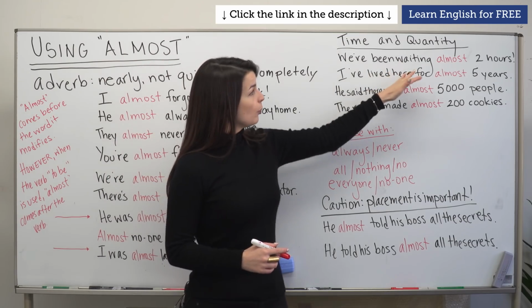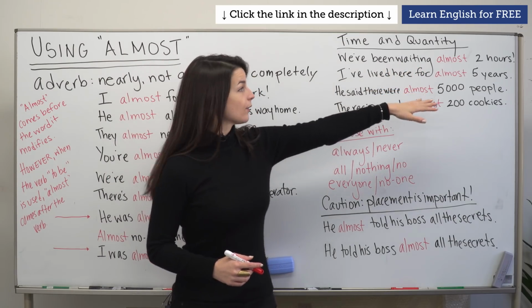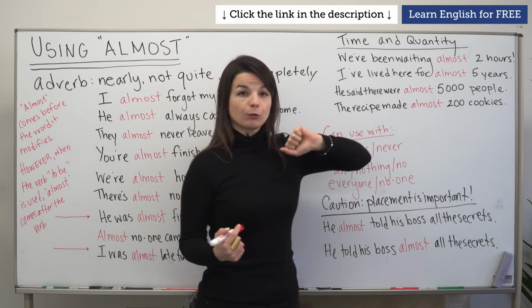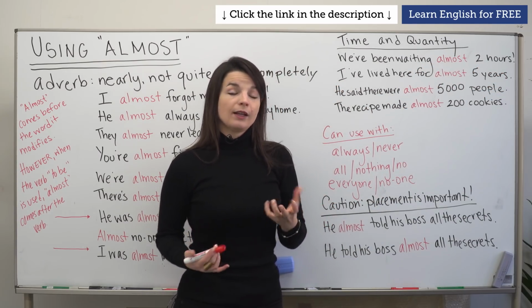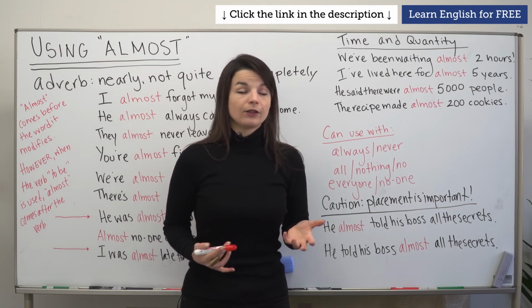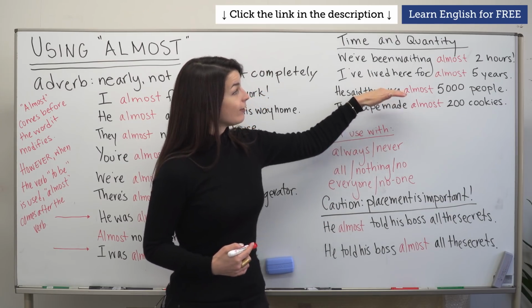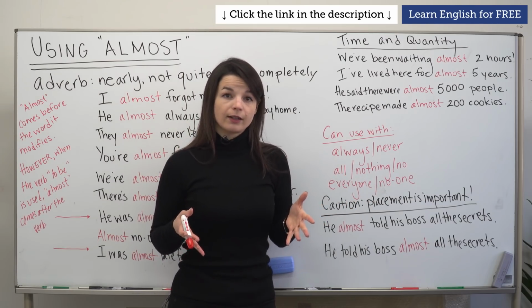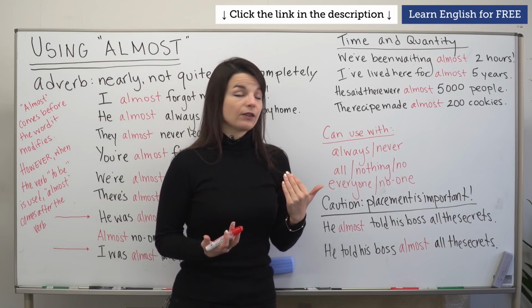For example, we've been waiting almost 2 hours. So here, 2 hours is a length of time. We use almost before that, so nearly 2 hours. Not quite 2 hours, but nearly 2 hours. The next example, I've lived here for almost 5 years. So that doesn't mean 5 years exactly, but very nearly 5 years.